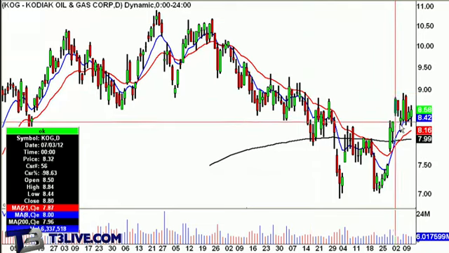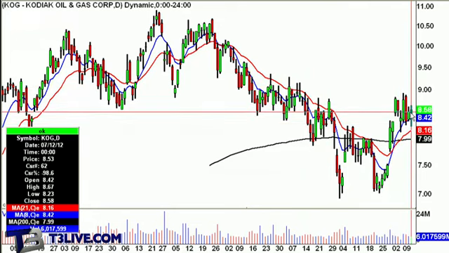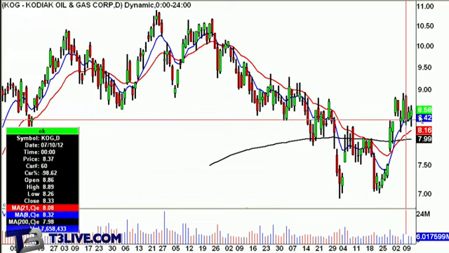KOG. Again, oil and gas stocks. Not my favorite sector. It's not the stocks I put in my back pocket for the most part, but overall, looks good. It's a nice trending stock.